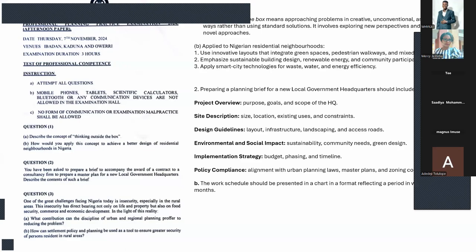So here is a brief summary of what you, as a civil servant, are now supposed to give the contractors. Number 1, we have the project overview.